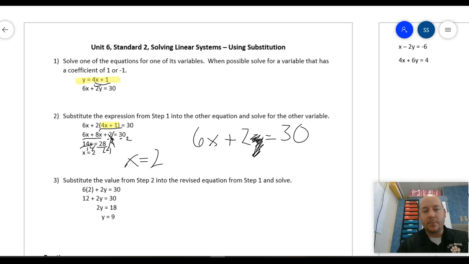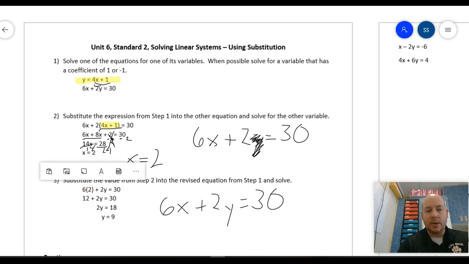So substitute the value from step 2 into one of the equations from step 1 above. Honestly, it doesn't matter which equation you use. We used the second one here, and since I know the x value is 2, we've got 6x plus 2y equals 30. You notice here we substituted 2 in for x, so replace the x with 2. So we've got 6 times 2 plus 2y equals 30.